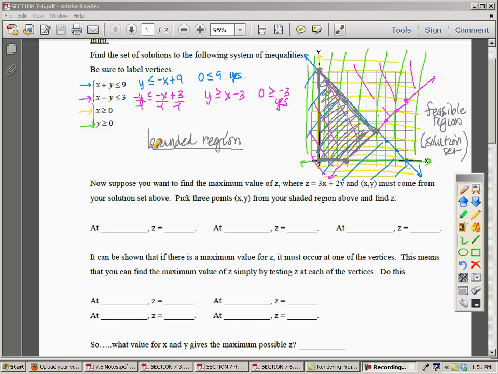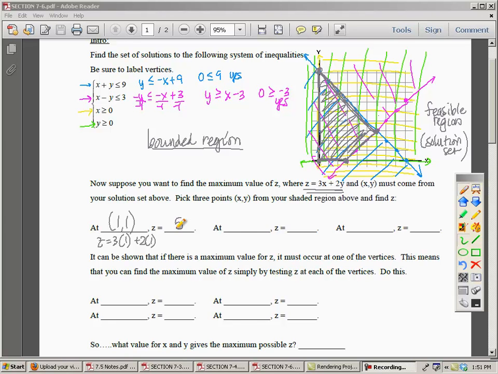I'm going to give you this program where z is 3x plus 2y, and one of the points, the solution, has to come from your solution set above. So what we're going to do is deal with points within that region. Let's pick a point. How about the point (1, 1)? Plugging it into z, where z equals 3 times 1 plus 2 times 1, 3 plus 2 is 5, so z is 5.